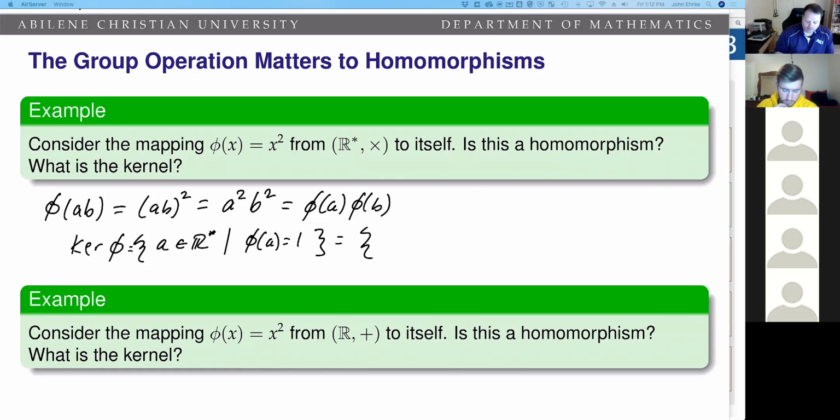It's not just 1, because phi of A would be A squared. So I'm looking for all real numbers A such that A squared is 1. Yeah, also -1. So it would consist of 1 and -1. So the kernel here has 2 elements.